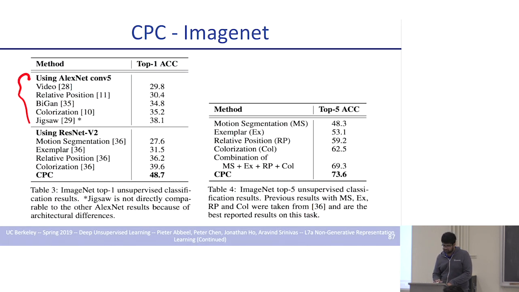So these are numbers with AlexNet, the final convolution layer. If you just take that and build a linear classifier, and you report the validation top one accuracy, it's super low, less than 30 to 35%. So you can see that relative position works reasonably well. I don't know what video was, but colorization works better than relative position. Jigsaw puzzles works even better than colorization. And there's this technique called BiGAN, which is also from Berkeley, which learns an encoder along with the GAN together. And that works almost as well as colorization, but not as well as Jigsaw. So these were all done using AlexNet, which is extremely old now.